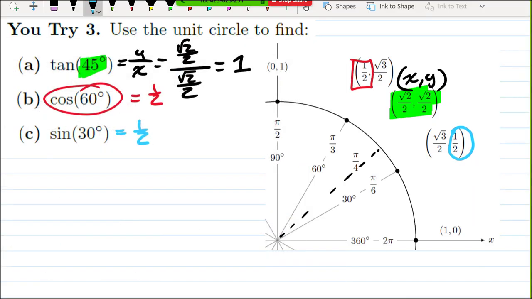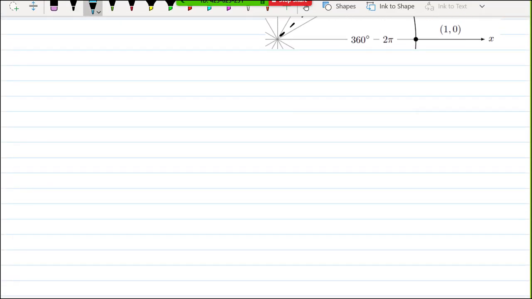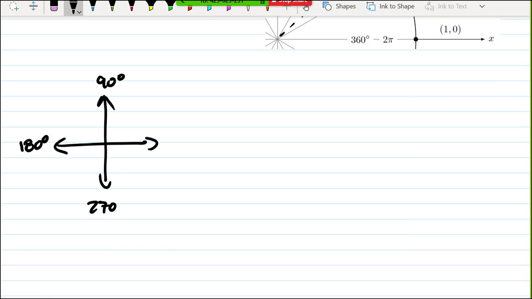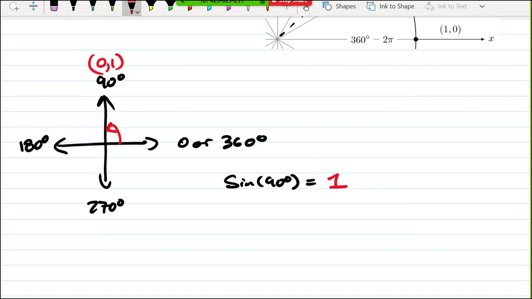So, for example, we have our 90, our 180, 270, and 0 or 360, because 0 and 360 are coterminal. If I go to 90 degrees, the ordered pair of that point is 0, 1. So then we would have the sine of 90 degrees. Well, sine is the y coordinate, so the sine of 90 degrees is going to be 1.